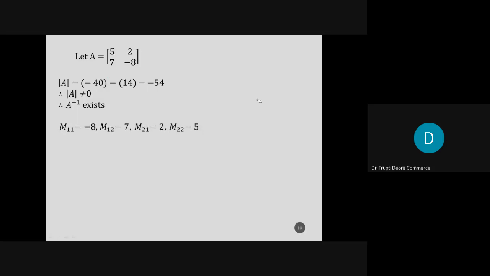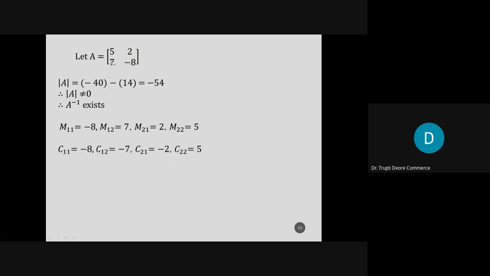So second is minor. You will calculate minor. So it's easy. 2x2 आहे, so reverse मध्ये येणार. So 5 चा येणार minus 8, 7 चा येणार 7, 2 चा येणार 2 आणि minus 8 चा येणार 5. Co-factors कसे येणार? Easily. So you just have to change the sign. So co-factors will be like this.